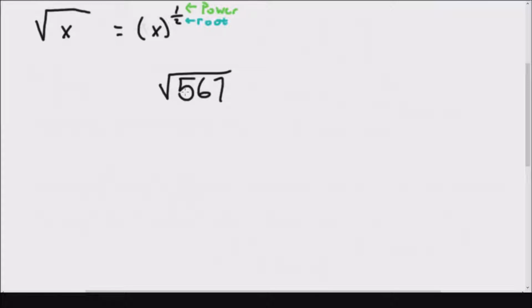So we have 567, clearly not divisible by 2 because it's not an even number. Is it divisible by 3? Yes. And the easiest way to know that is that the sum of the components of 567 is 18. 18 is divisible by 3, or the sum of the components of 18 is 9. That's divisible by 3. Therefore, this is divisible by 3. And that will give us 189.